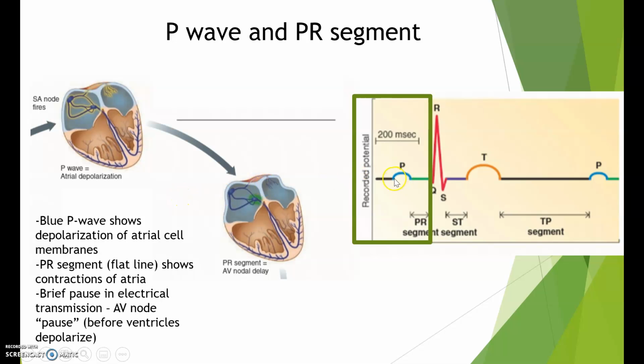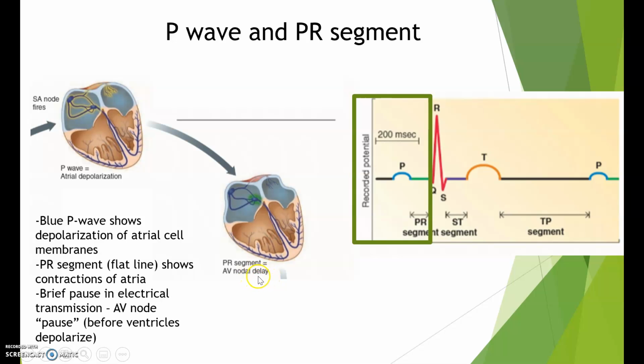So once again, the blip, electrical activity, the flat line, the contraction of the atria. Now this is the big thing I want to point out. Once the electrical potential reaches the AV node, there's a short delay.